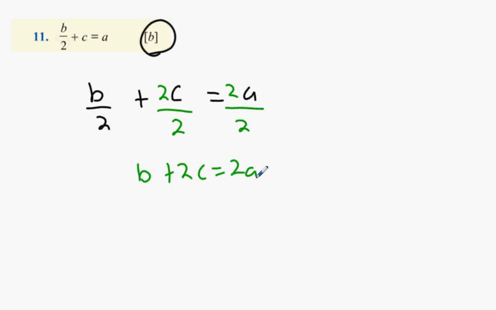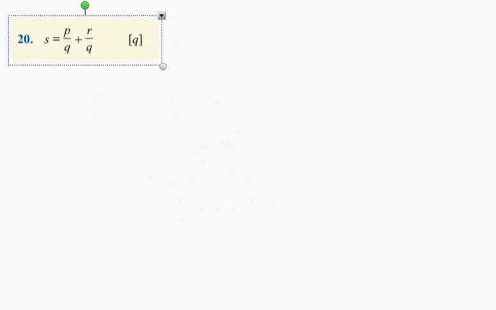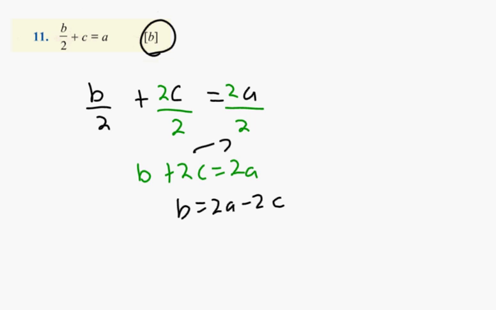And what's stopping the B from being on its own? 2C. So bring that over into 2A minus 2C. You guys found these easy at the time. It's probably just forgotten them since then, yeah? Now let's try another one. Is that it solved? Yeah. It's solved because B is on its own and all the other numbers are on the other side.